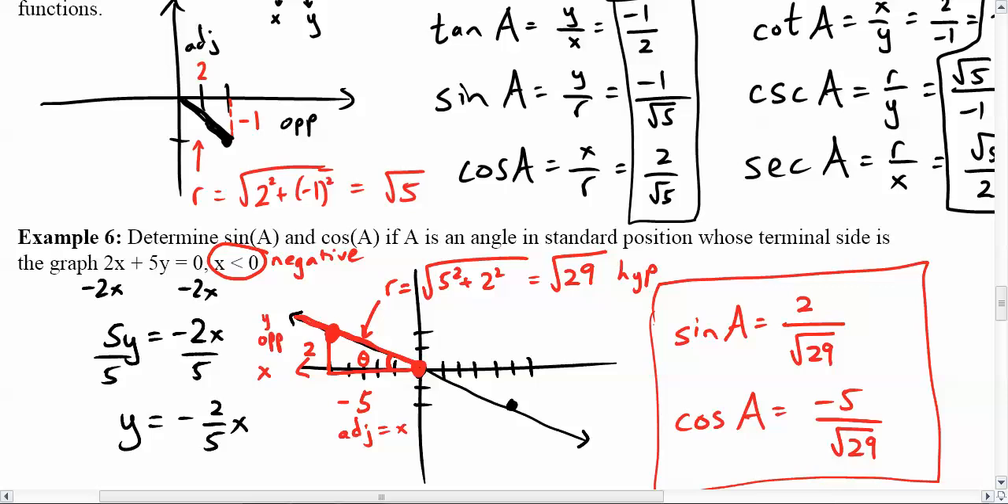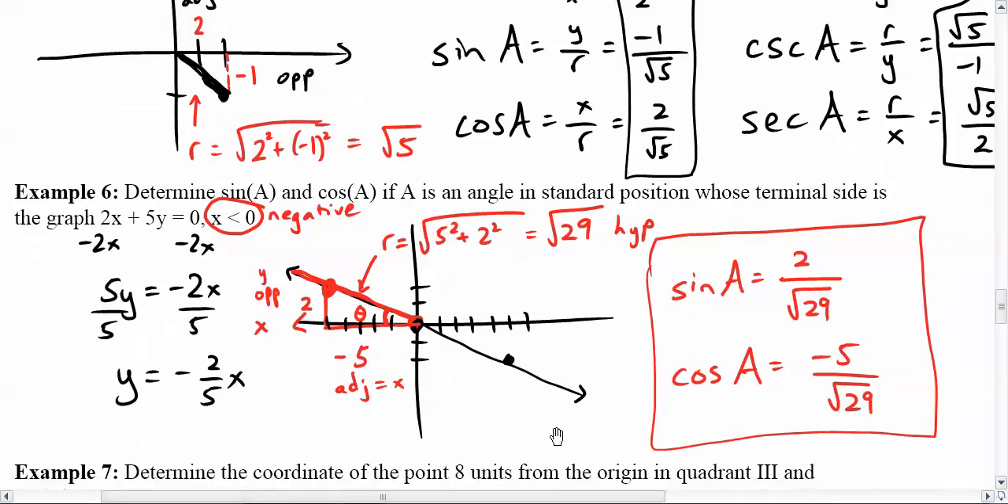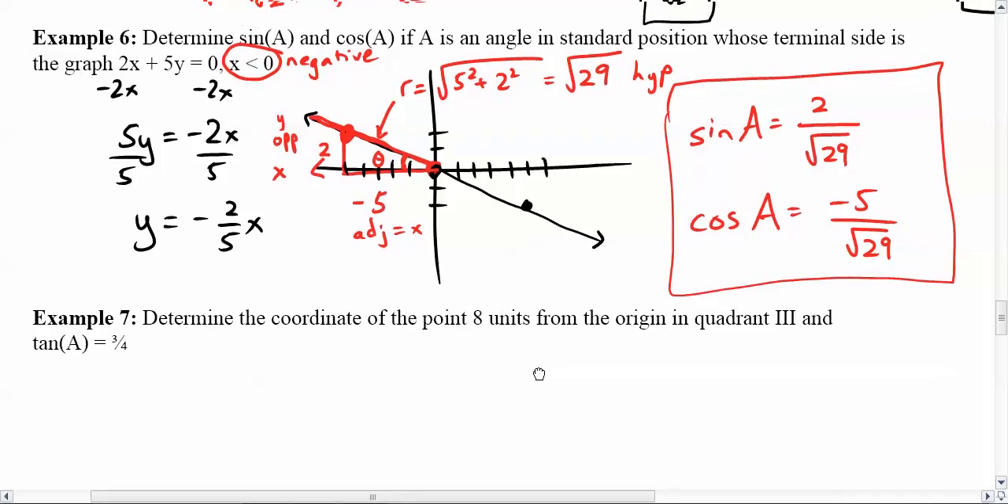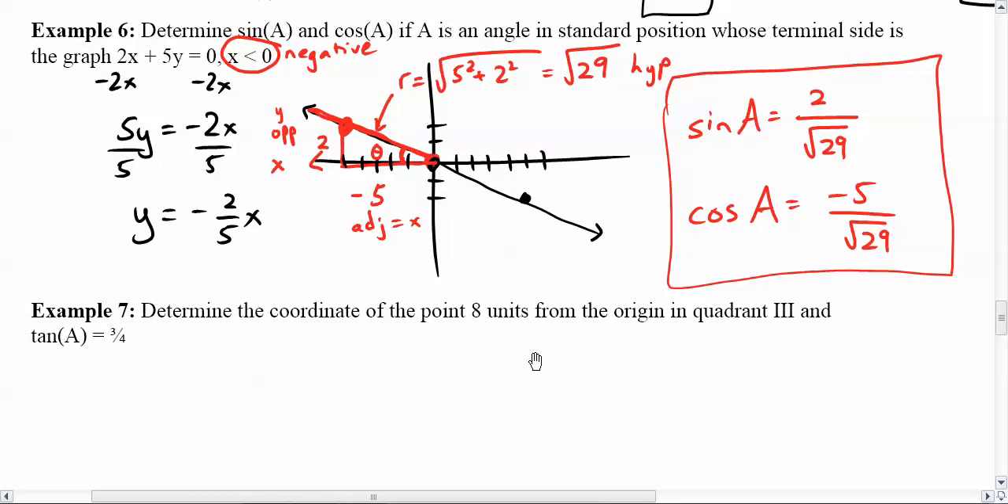So we have one last example, and that is determining a point a certain number of units away from the origin. And this is extra challenging. Luckily, we're given some information to start, so we can start with what we're given. We know the tangent value. And tangent is y over x. So that means that y is 3 and x is 4.